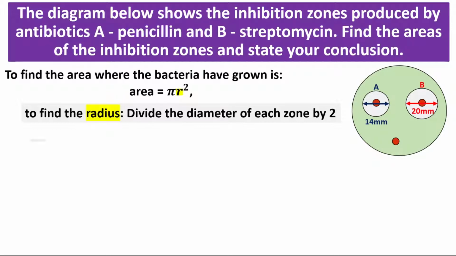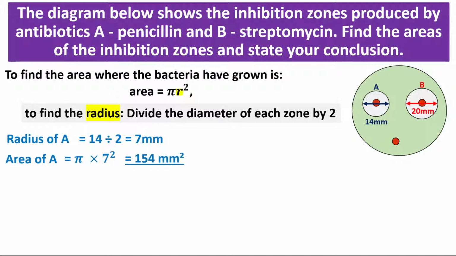First, we will find the radius of A, which equals 14 divided by 2. Do the maths, and it equals 7 millimeters. Now we know the radius, we can work out the area of A, which equals pi times 7 squared. Do the maths, and that equals 154 millimeters squared.